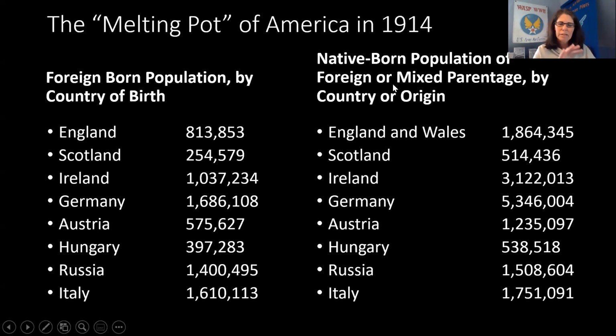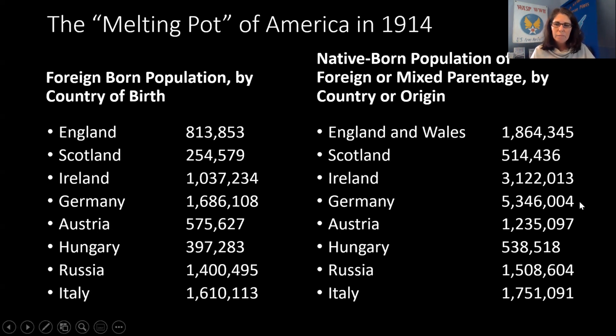And then add to that, and all those numbers of foreign-born population, add to this the native-born population of foreign or mixed parentage, meaning one or both of their parents are immigrants to the United States. So this is the children of these people. So these are first generation of Americans, people who were born in the United States, but their parents are immigrants.